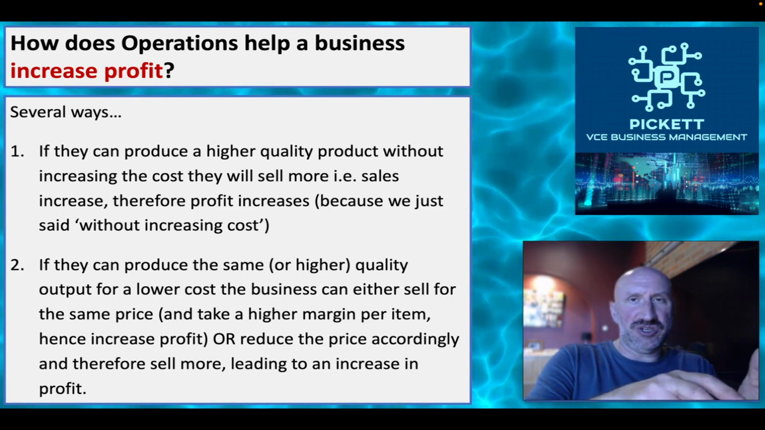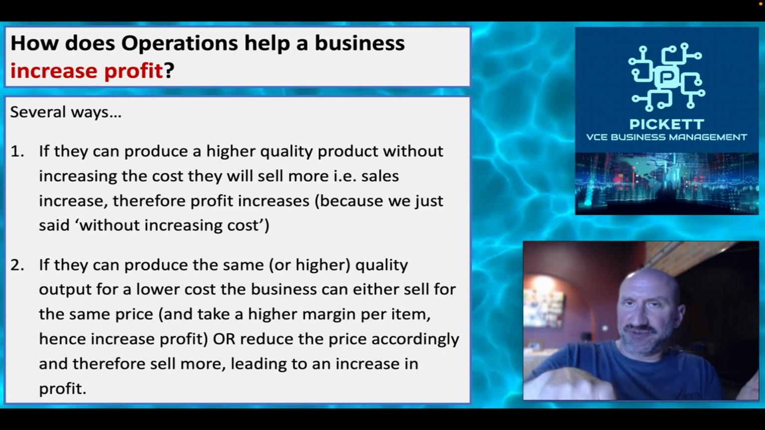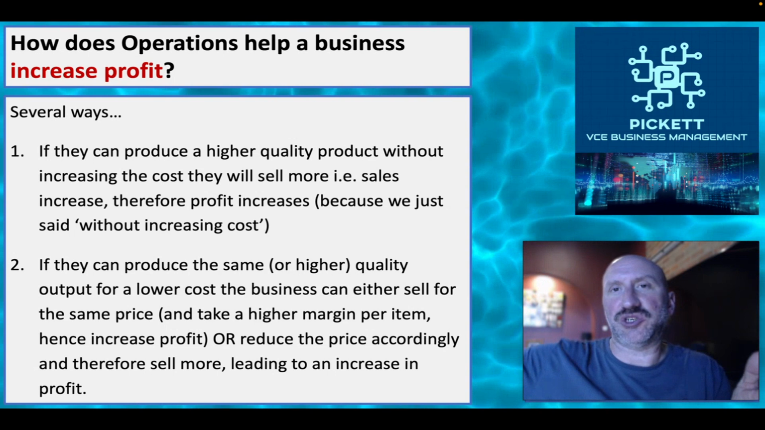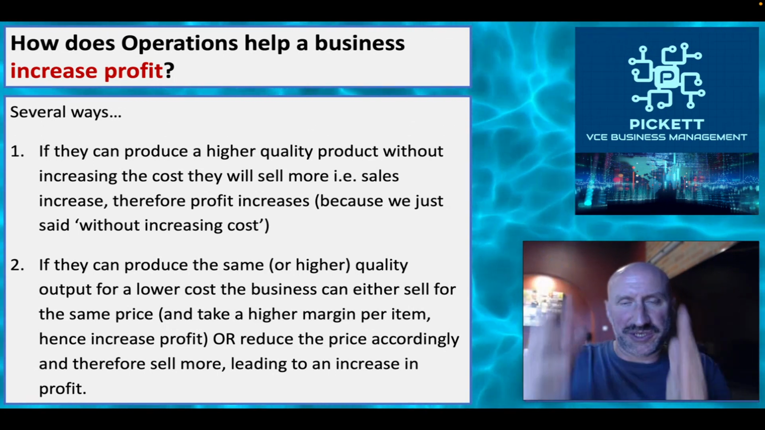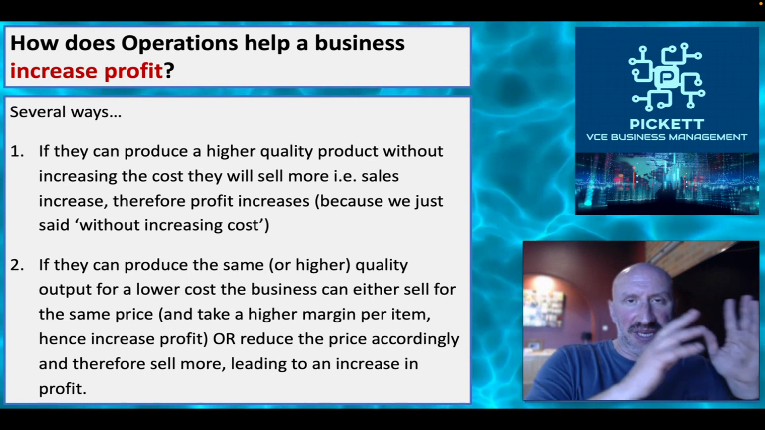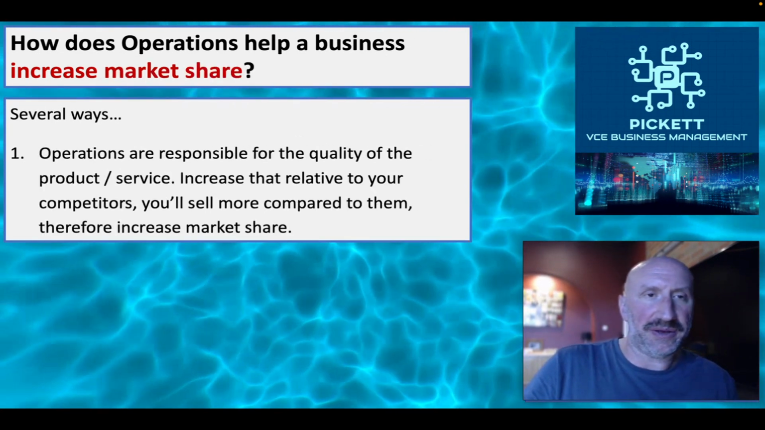Okay, operations do this, which leads to this, which gives you the option of doing this, which would lead to this, which leads to an increase in profit. Okay, just need to have a logical, concise argument of how you get from one to the other.